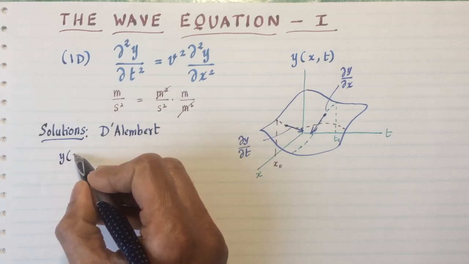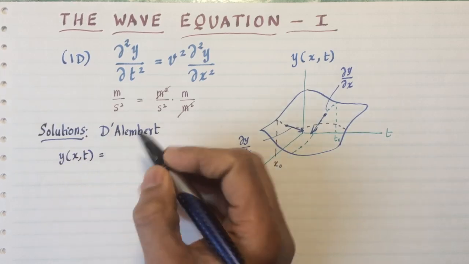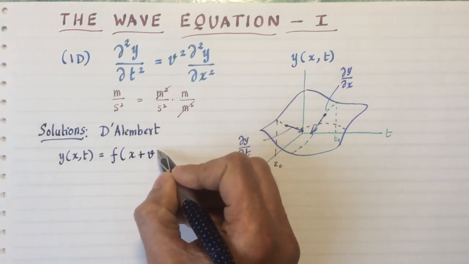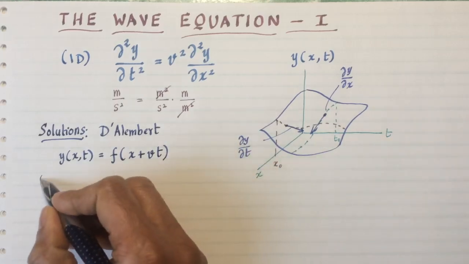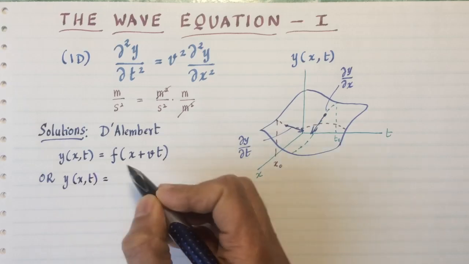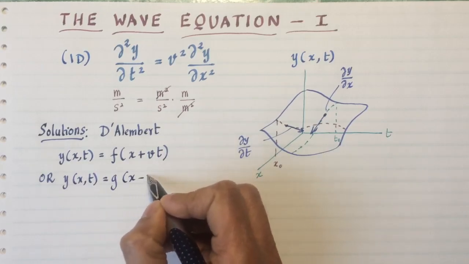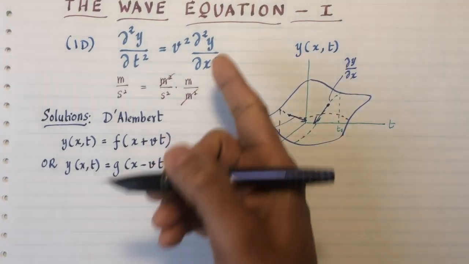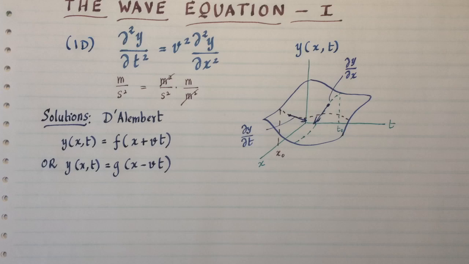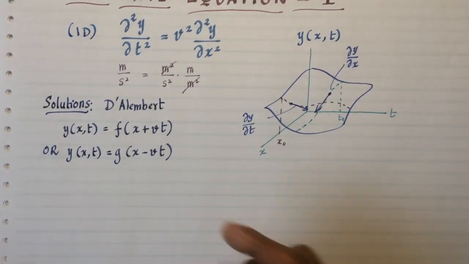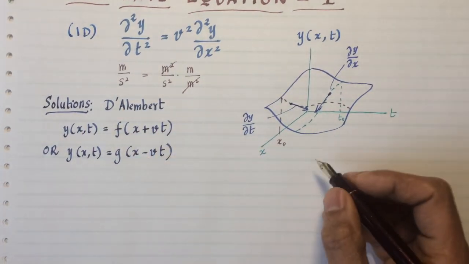And these classes of functions can be written as either a function of x plus v times t, or the other kind of function, y of x, t equals g of x minus vt. Both of these satisfy the wave equation. Now I just want to quickly show you why at least the first one satisfies the wave equation, and then you can likewise do it for the second one on your own as a little exercise.